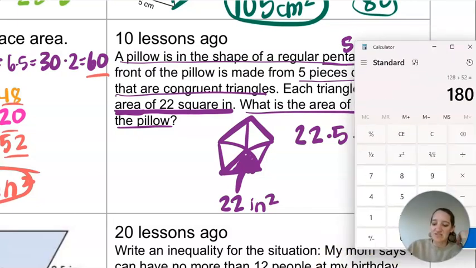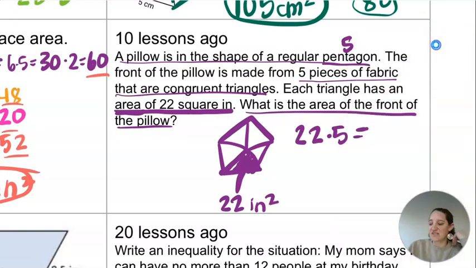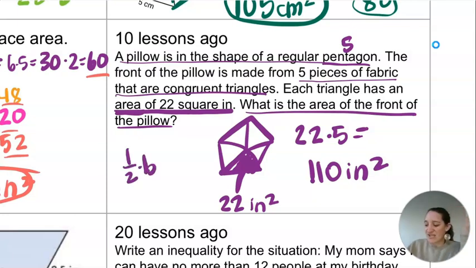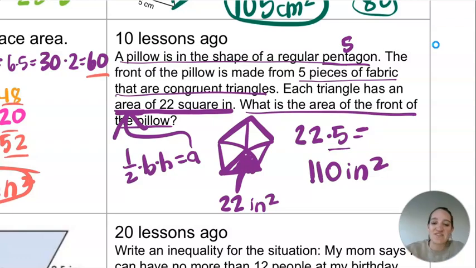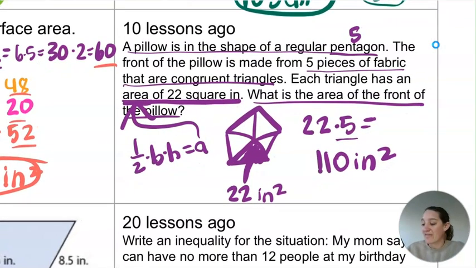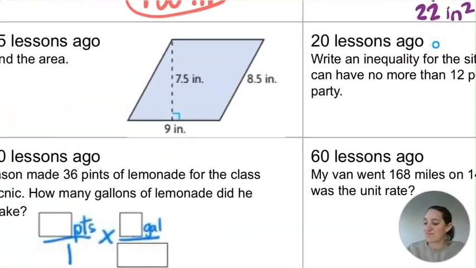And I get 110 inches squared. Now, some of you might be like, Mrs. Madsen, how come you didn't do the 1/2 base times height? Because it was a triangle. You're right. That will give me the area, won't it? But they already did that work for me. They already told me that the area is 22 square inches. So they already did the 1/2 base times height. I didn't have to do that part. I just got to skip to the timesing by 5 because there are 5 triangles. So that was very helpful. Thank you for already telling me the area of one of the triangles.